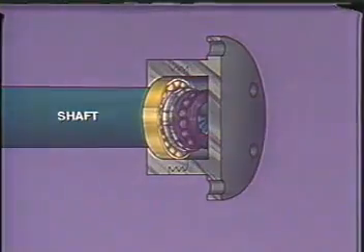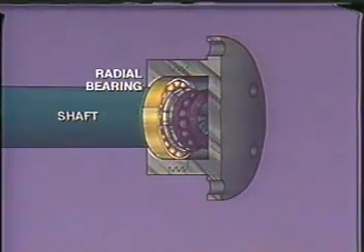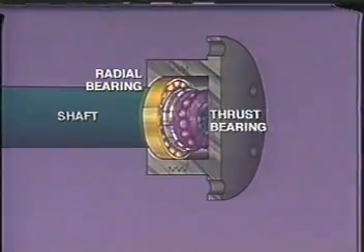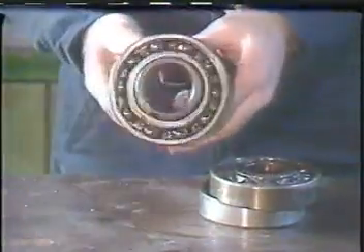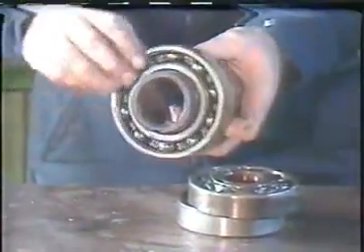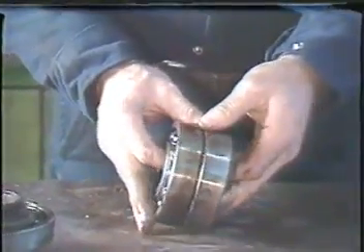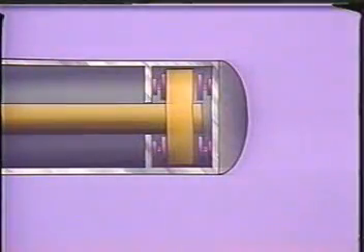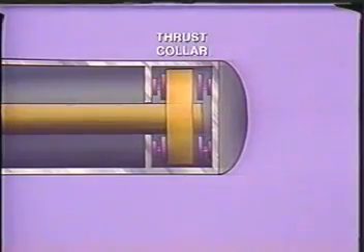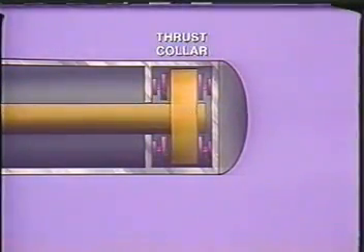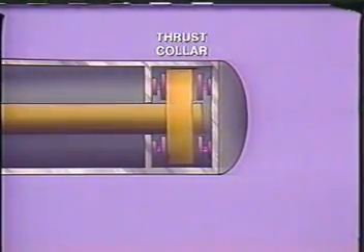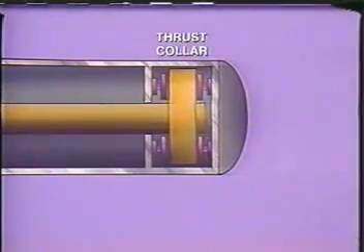Pumps are provided with radial bearings to control radial movement of the shaft and thrust bearings to control axial movement. The most commonly used bearings are the anti-friction type, such as ball and roller bearings. On larger pumps, sleeve bearings may be used. Many shafts are provided with a thrust collar, which limits the axial movement of the shaft. Others use another type of mechanical design to provide this function.